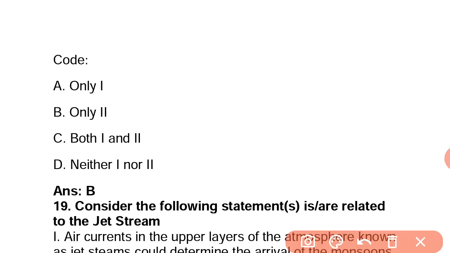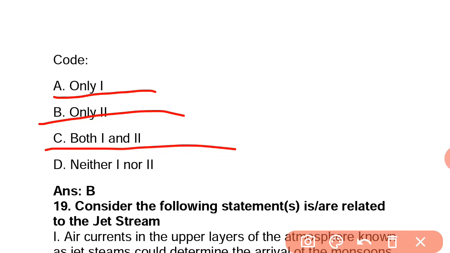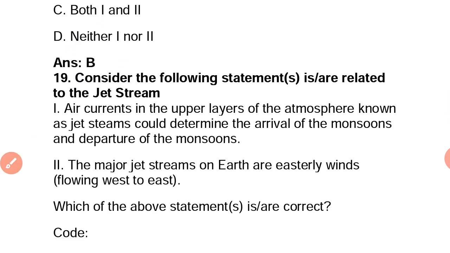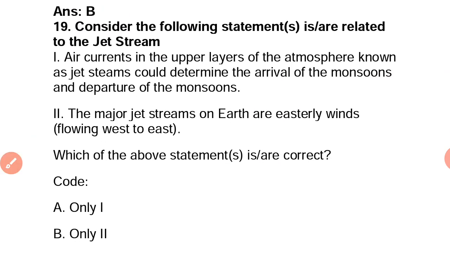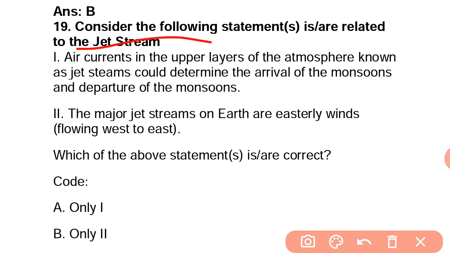Which of the above statements is or are correct? Option A, only I. Option B, only II. Option C, both I and II. Option D, neither I nor II. Right answer is option B, only II. Next question.